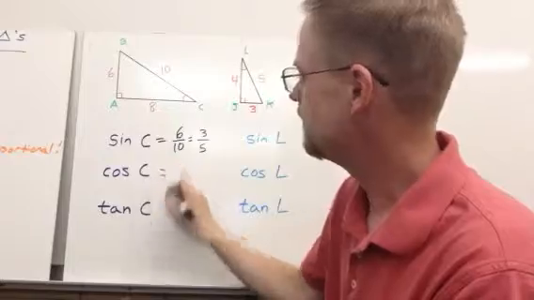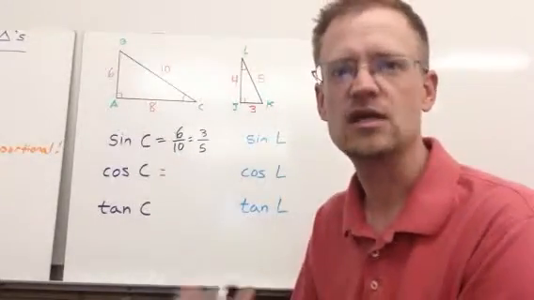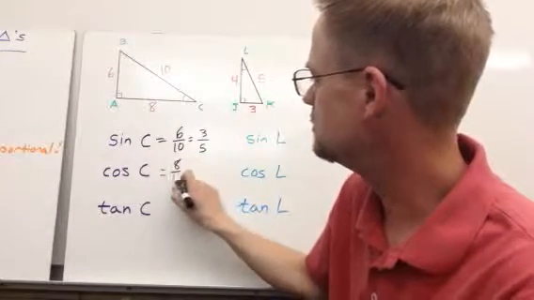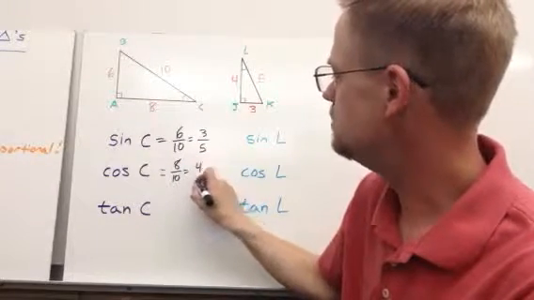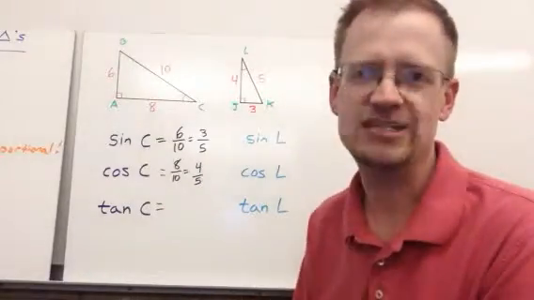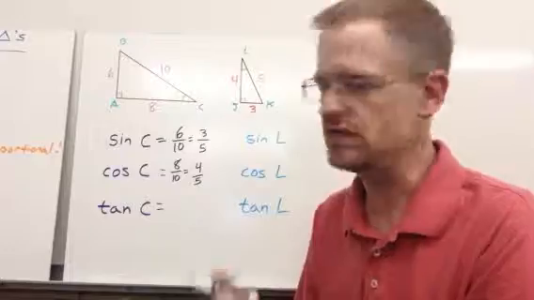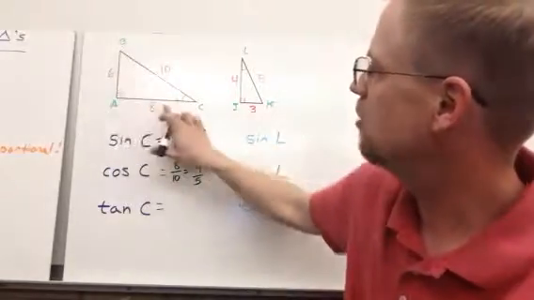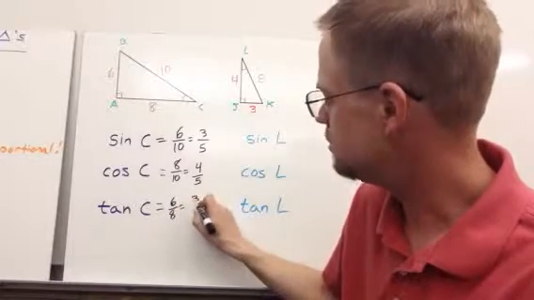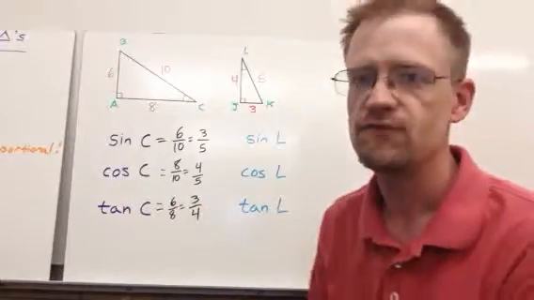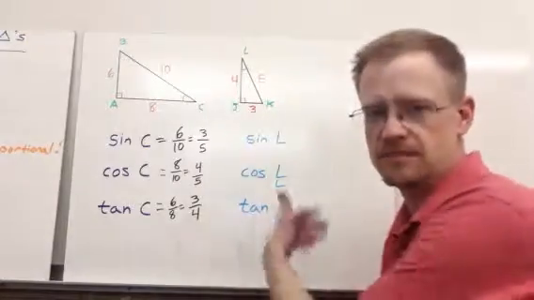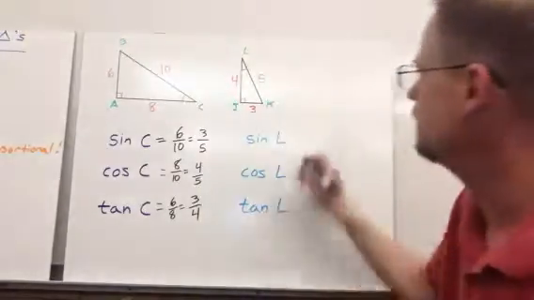All right, let's find the cosine. Cosine is adjacent over hypotenuse. Adjacent is 8, hypotenuse is 10. That reduces to 4/5. Finally, our tangent. Our tangent is the opposite over the adjacent, 6 over 8, and that reduces to 3/4. Okay, so we've got a set of trig ratios now for one triangle. Let's compare them to the similar but different triangle.